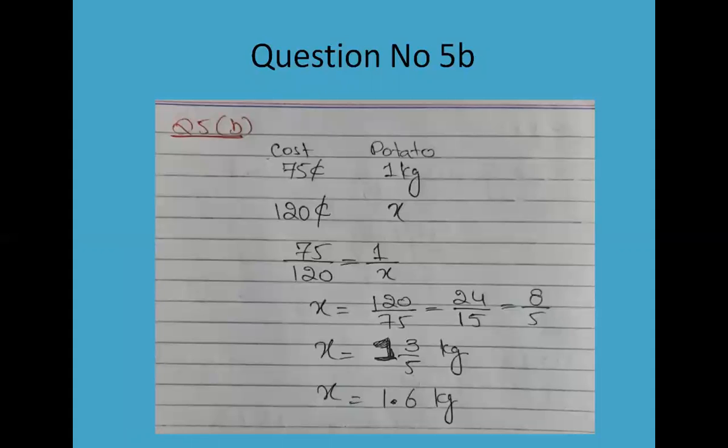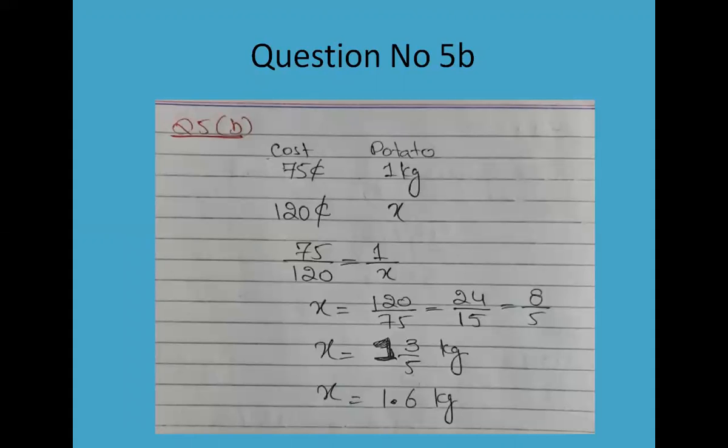For the cost of 75 cents, you get 1 kg potato. But here the cost should be in the same units. The cost is $1.20. So that should not be like in dollars and the other thing in cents. They should have the same unit. So we will have 75 divided by 120 equals 1 divided by x. We will cross multiply here. So you will have 75x equals 120. So x will be equal to 120 divided by 75.